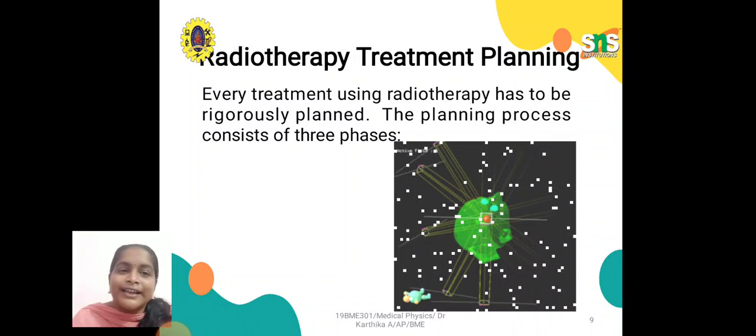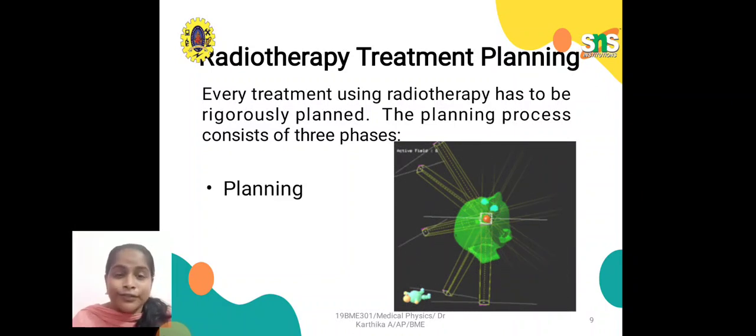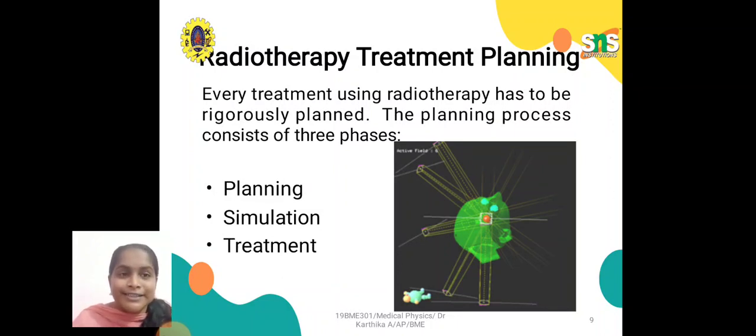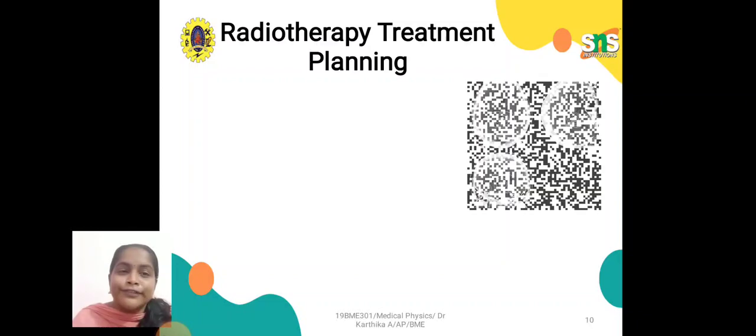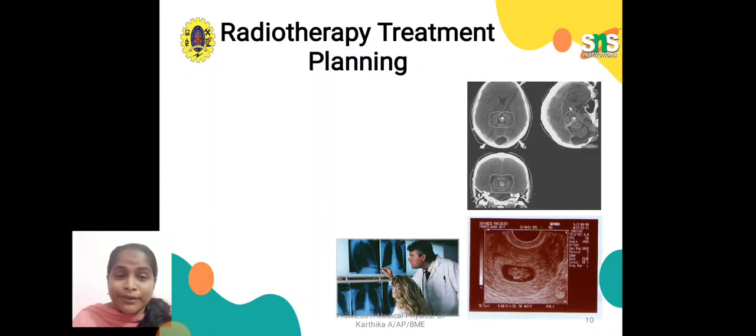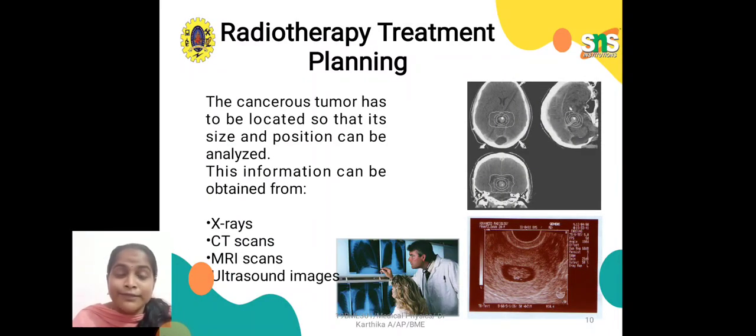In this, we have to give proper planning, simulation and treatment for each and every patient to destroy cancer cells in the human body. First, in radiotherapy treatment planning, we have to identify where the cancerous tumor cells are. By using X-rays, CT scans, MRI scans and ultrasound images, we can identify the cancerous tumors. Here, from the right side, we have an MRI image, ultrasound and X-rays.